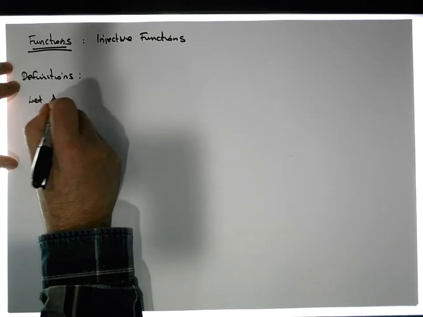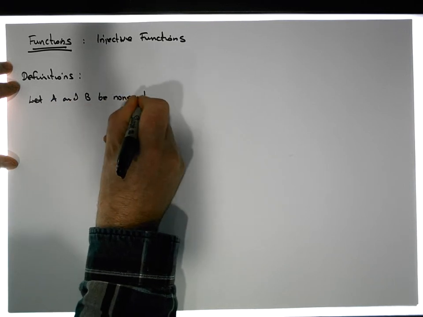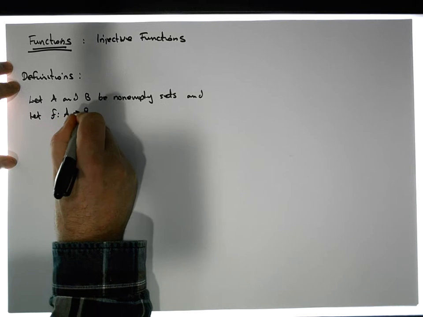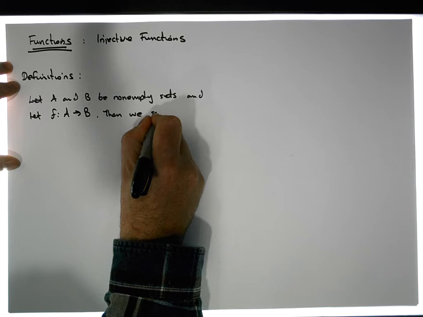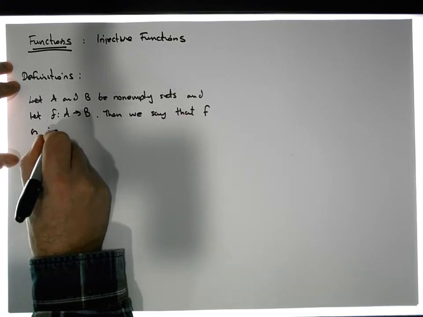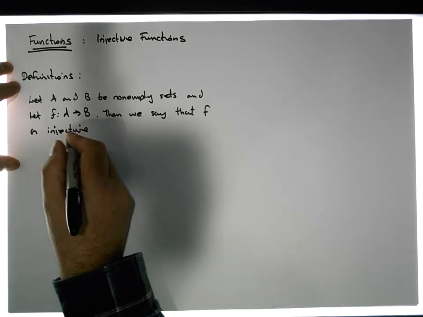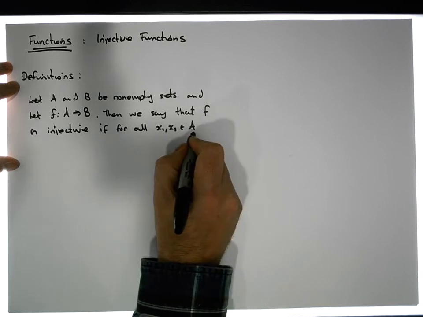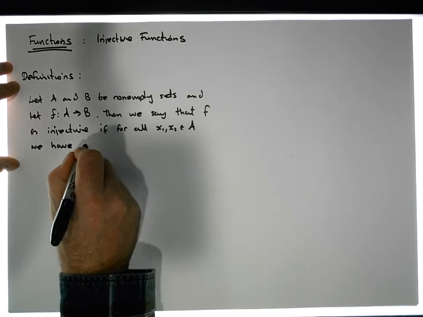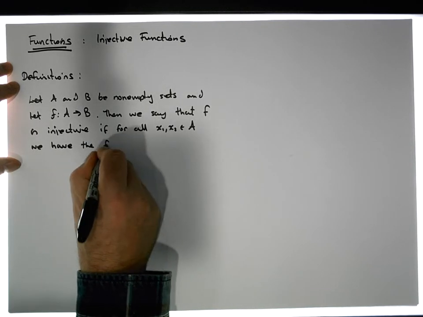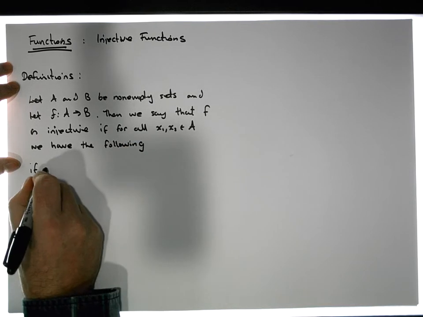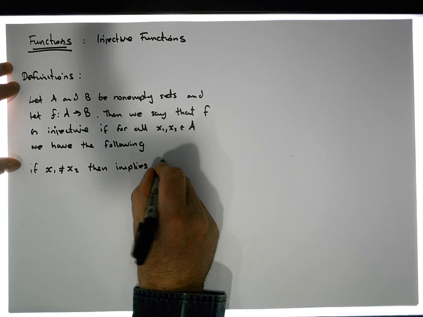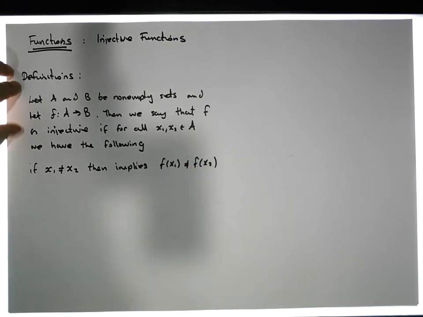So let A and B be non-empty sets, and let F be a mapping from A into B. Then we say that F is injective, or one-to-one, if for all x1 and x2 in our domain we have the following: if x1 is not equal to x2, then this implies that f of x1 is not equal to f of x2. That's what we mean by injective.